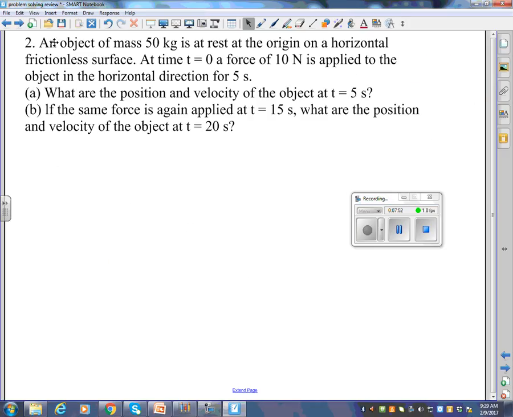Does this one look harder? You want to try it? Want to give it a whirl on your own? Okay, you guys give it a try. I'll give you a couple minutes and then we'll do it.